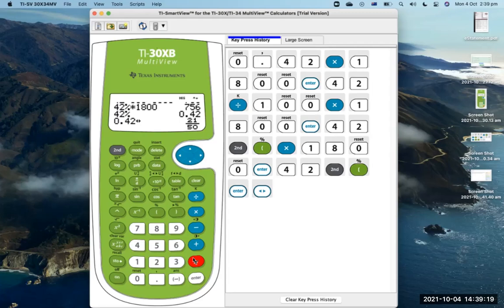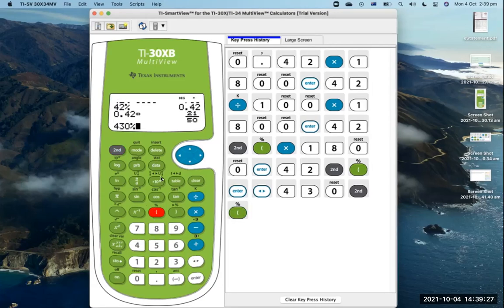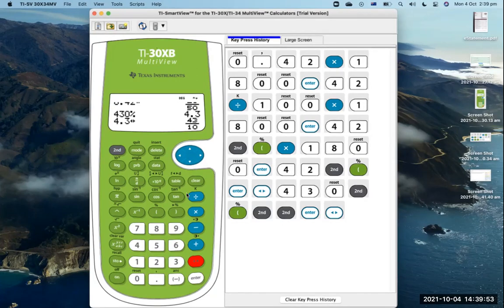Okay. And let's say we had 430% before, and we wanted to change that to a decimal. We just press enter, and it'll change it to 4.3. If you want that as a fraction, all you have to do is press the button on top of enter. That's 43/10. That's simplified as well. So that's a way to do it.